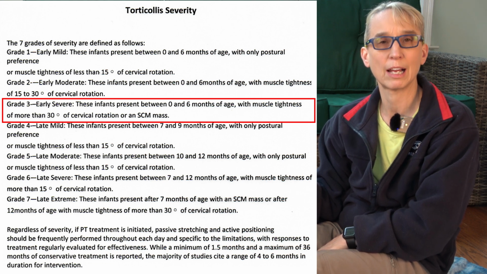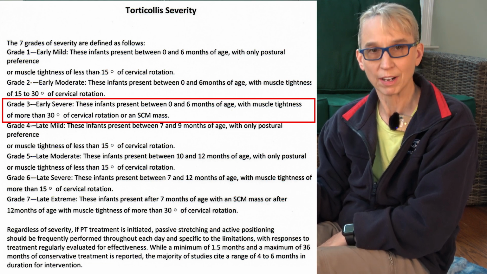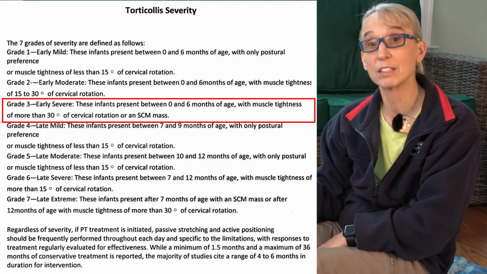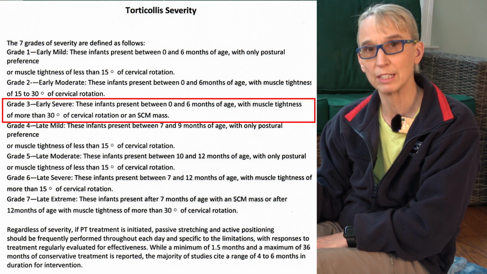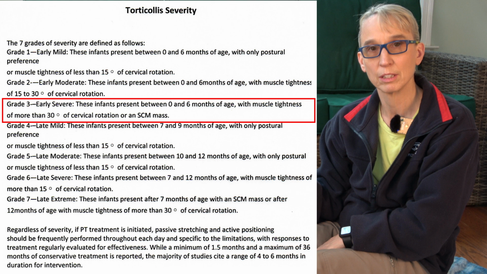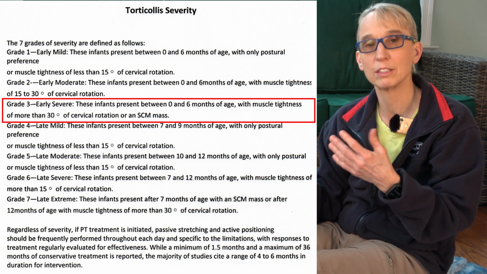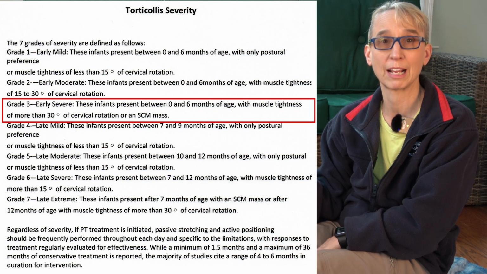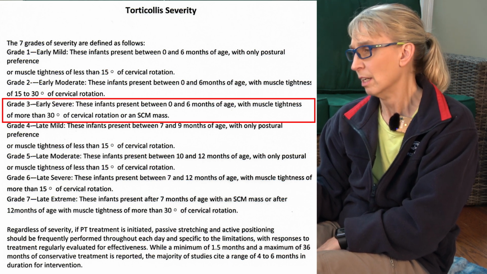Now, little Ilya has a difference of 45 degrees between the two sides. So this puts him in this category, grade 3, on a 7-point scale of the severity of the torticollis. And he gets in this range because they caught this really early. They noticed last month that he was starting to have this tightness between the sides.